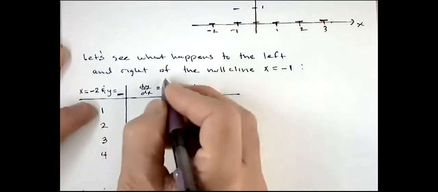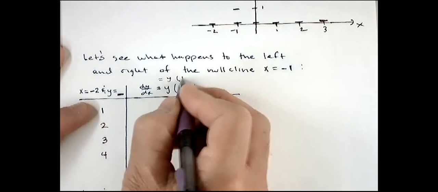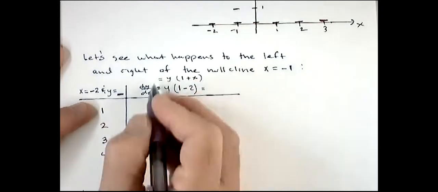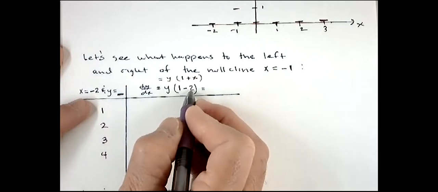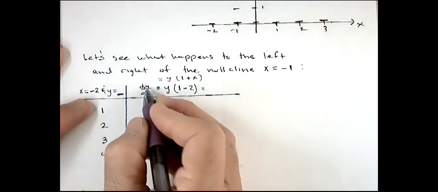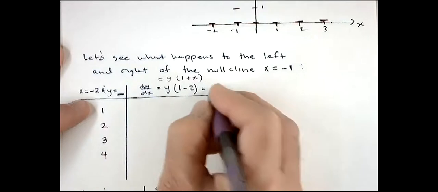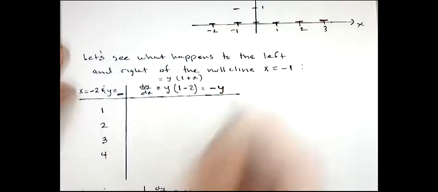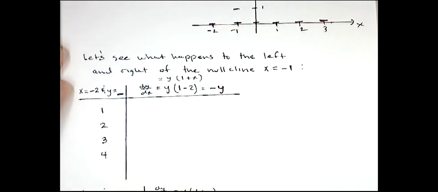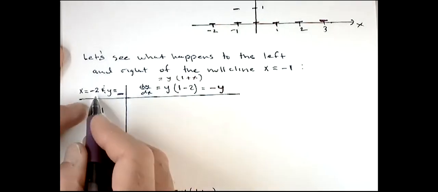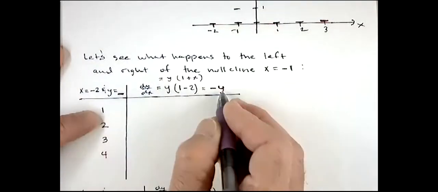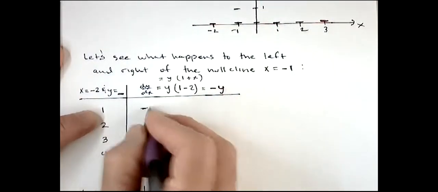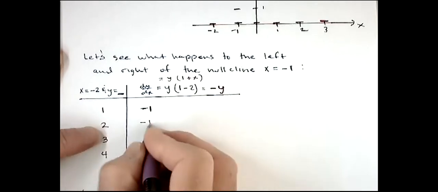And it's really easy to do because remember my differential equation was y times (1 + x) equals dy/dx. So if I have x fixed at -2, I can just put -2 in there. And dy/dx will be y times (1 - 2), which is really just -y. And so what I've quickly figured out all at once, along this line, x equals -2, when y is 1, my slope will be the negative of that. It'll be -1. When y is 2, it'll be -2.